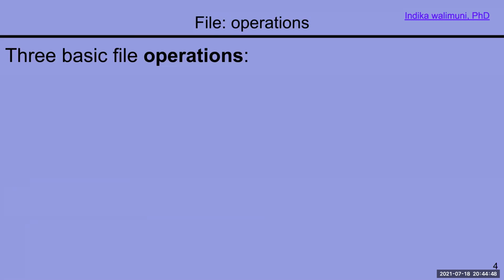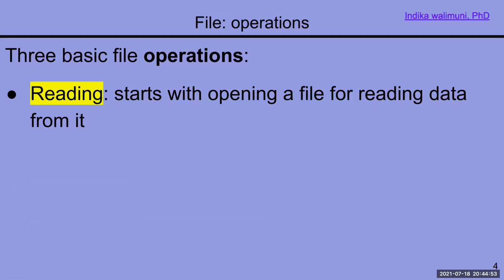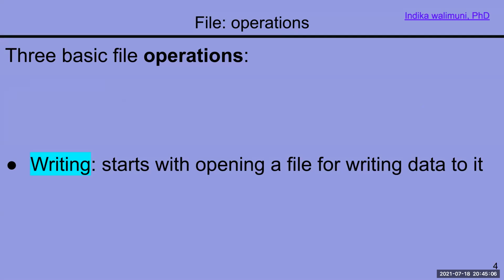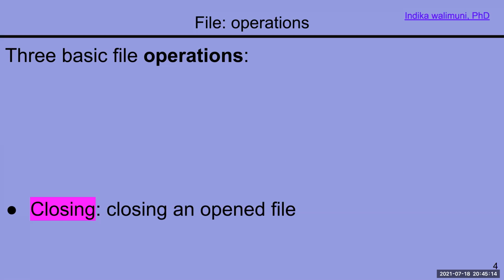There are three basic file operations. One is reading: first we open the file, and then we read it. Then we have to write things to the file, so we open it for writing. And closing: eventually, since we open files, we have to close them. That is a standard operation of files.